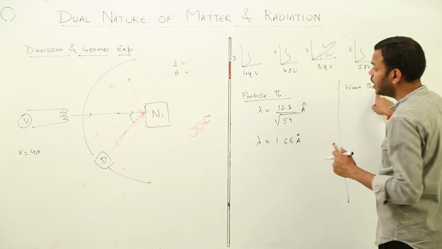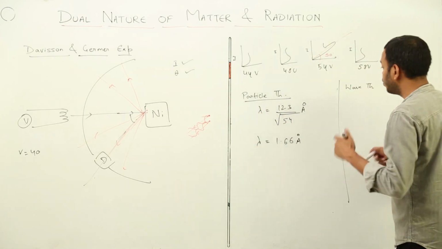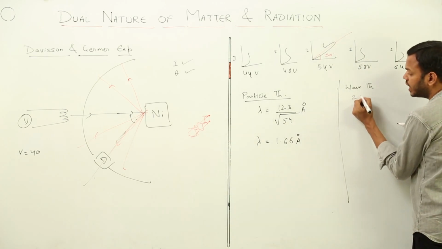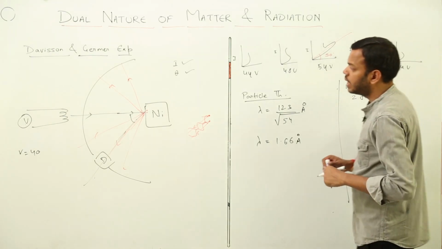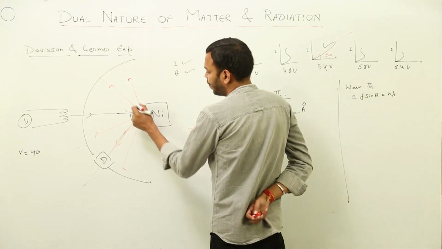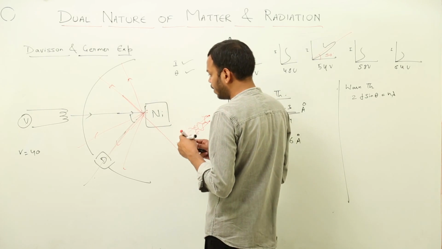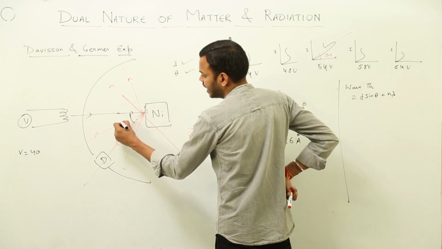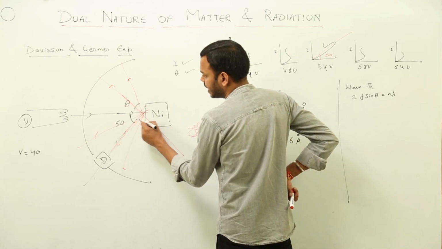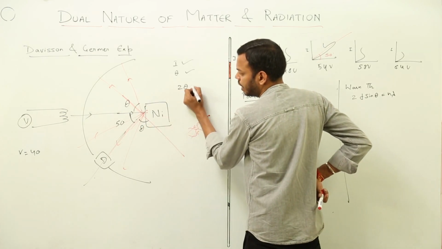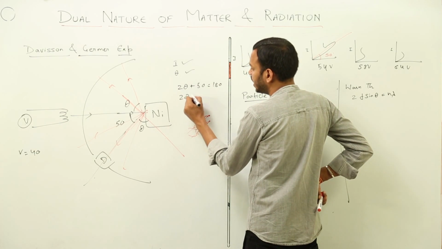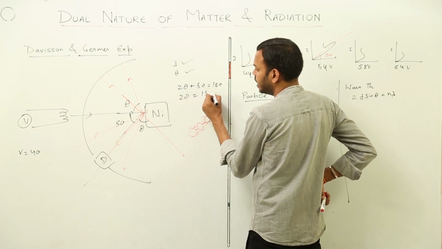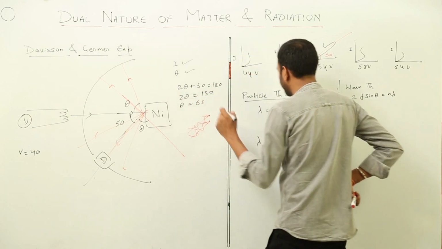So for the wave theory, for the first order diffraction pattern, they used Bragg's law, which is 2d sine theta is equal to n lambda. Here theta was not 50 degree. If this angle is 50, this is theta and this is theta. So 2 theta plus 50 is equal to 180. That means 2 theta is equal to 180 minus 50, which is 130, and theta is equal to 65 degree.